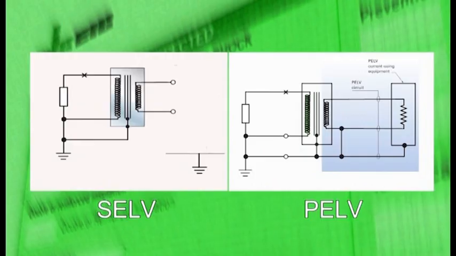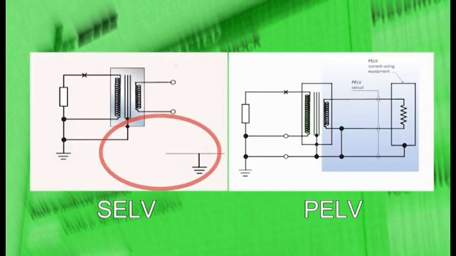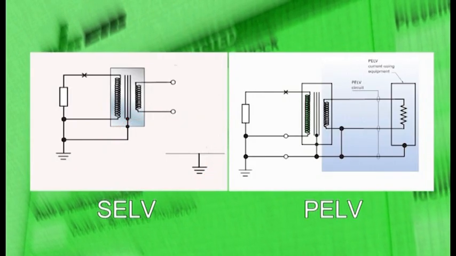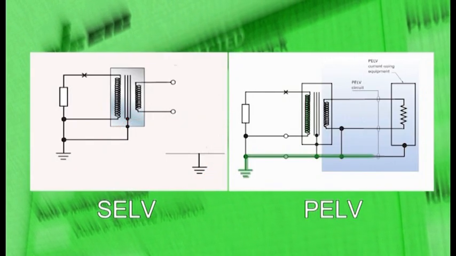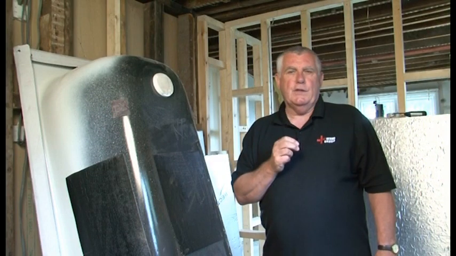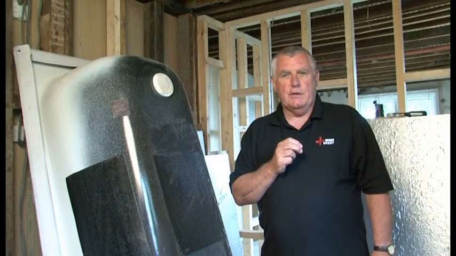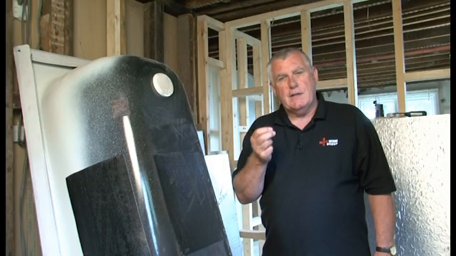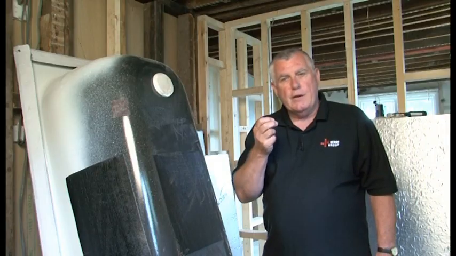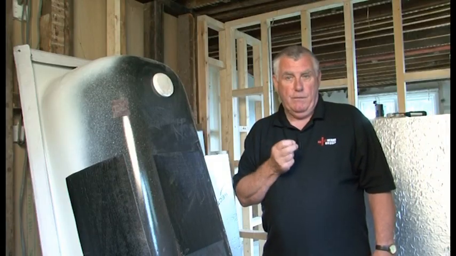The circuit diagram shows that for SELV there is no earth provision on the secondary side of the transformer, whereas with PELV the earth provision continues through to the load side. So when it comes to inspection, there are several things I need to check. The first of these is, does the location, in this case a bathroom, have requirements for SELV or PELV?